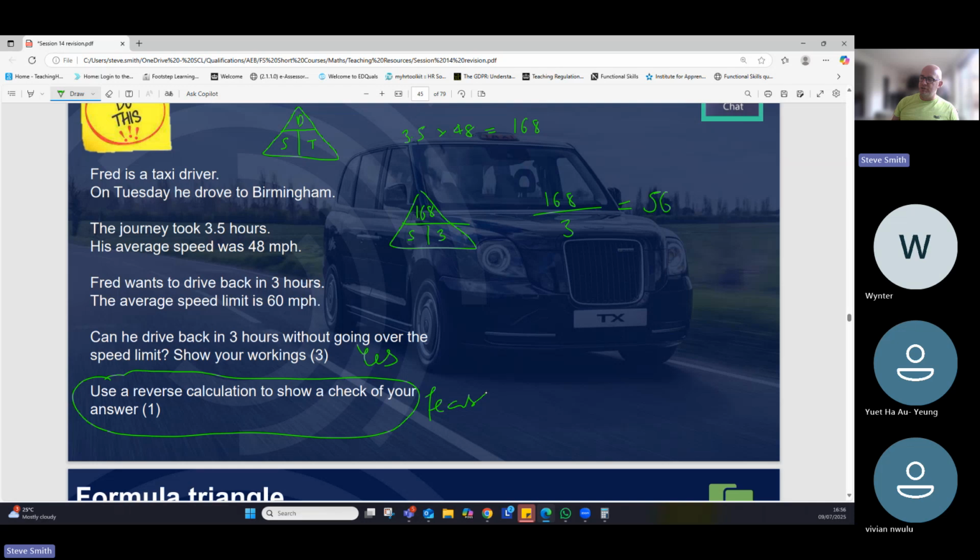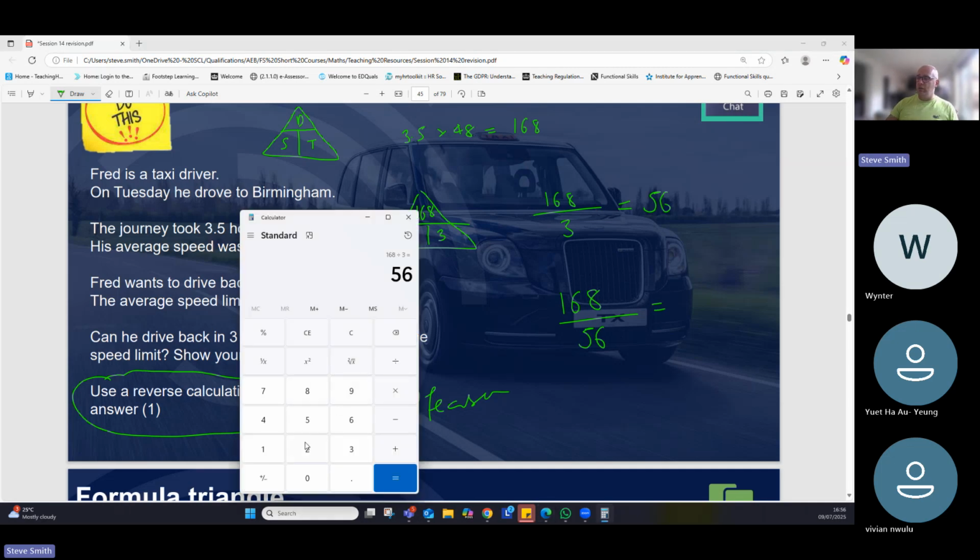So on Pearson, when you do a reverse calc, I would say, right, I've got 180. So with my reverse calc, I've got 168. I'm going to go 168 miles. Instead of dividing by the 3 to get my speed, I will divide it by my speed, and I'd get 3 point something. So I've shown them that actually 168 divided by 56 is the 3.